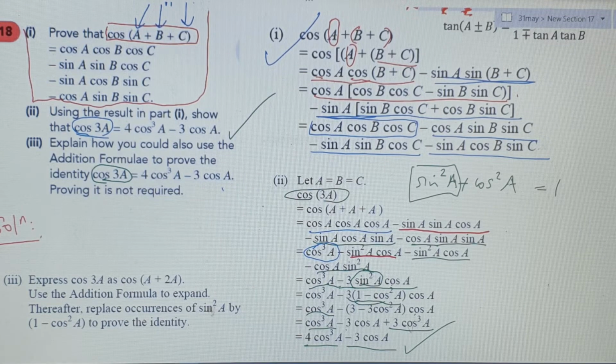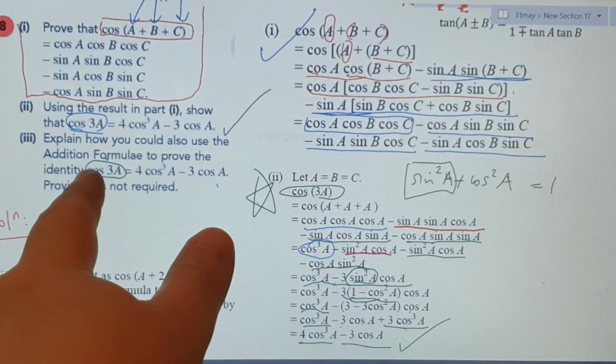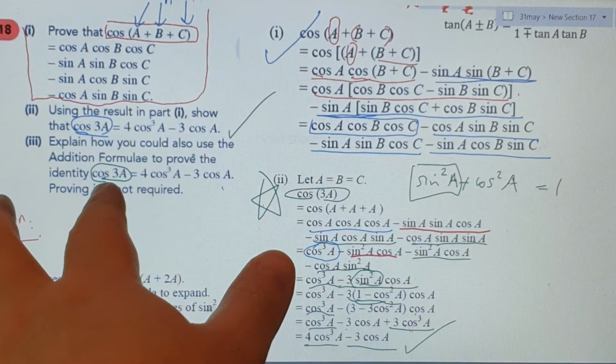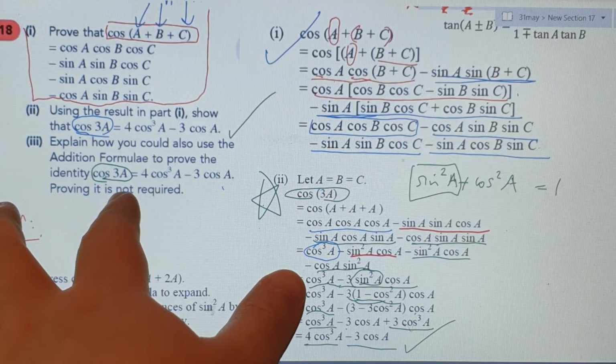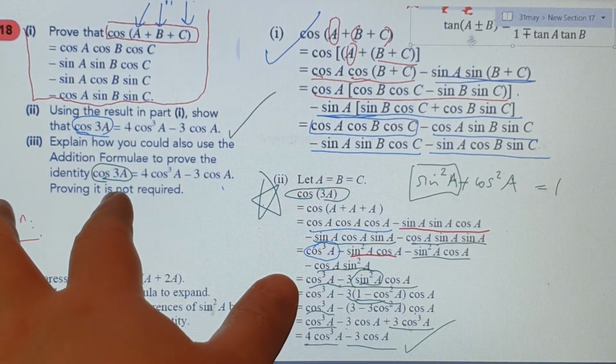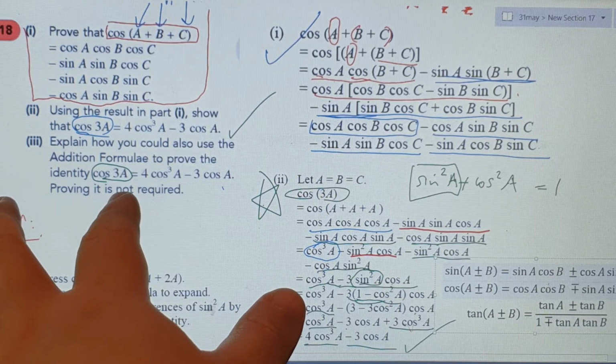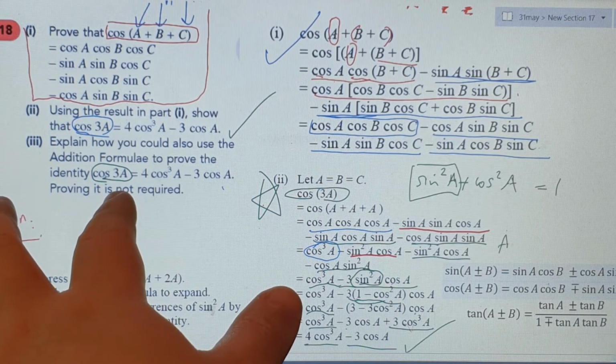Now, the last part, explain how you could use the addition formulae. Addition formulae is which one? Addition formulae is, let me bring it down. It's this one, okay? This is what we call the addition formulae.